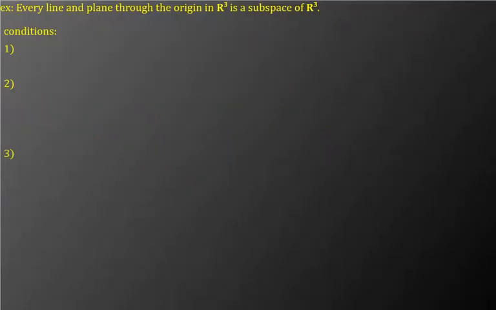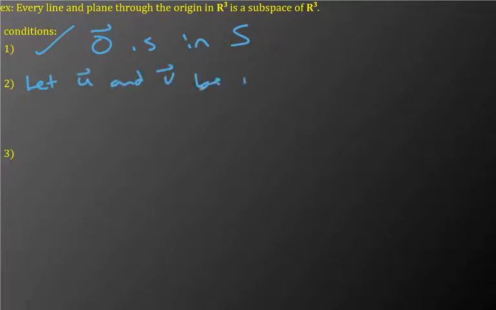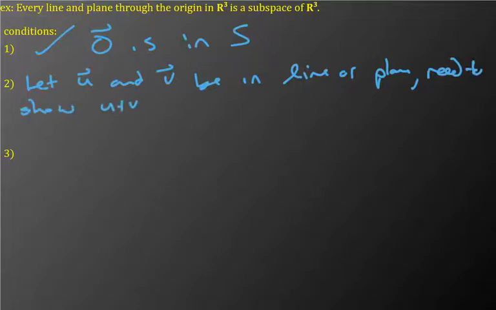So along those lines, I want to show that every line and plane through the origin in R3 is a subspace of R3. All right? If it's through the origin in R3, then the first condition is good because the zero vector is in my set, okay? And then for the second condition, let some arbitrary u and v be in the line or plane, and we need to show that u plus v is in the line or plane.